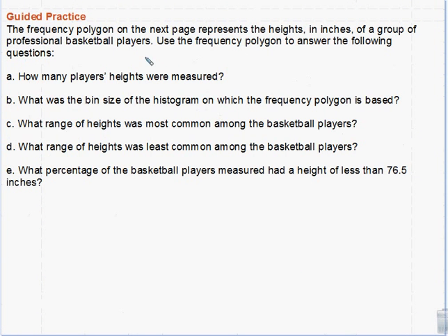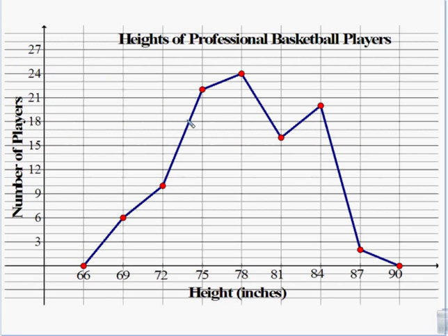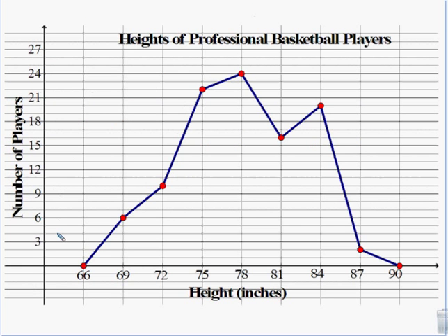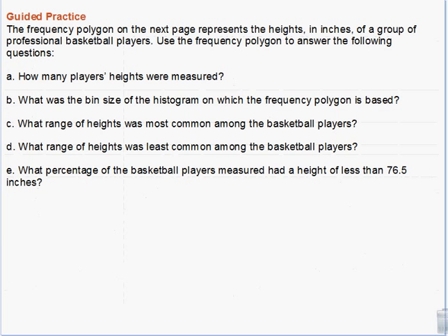Now, on the next page, we have the heights of professional basketball players. So, we can figure out how many players' heights were measured because we have frequencies. So I have 6 plus 9, plus 10, plus 22, plus 24, plus 16, plus 20, plus 2. Okay, 100 players were measured.